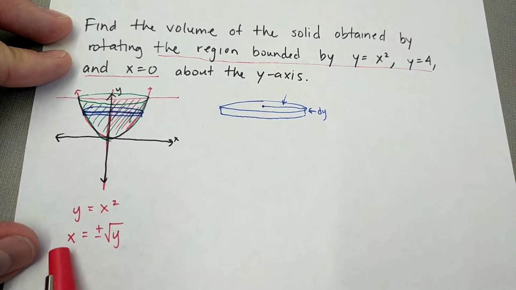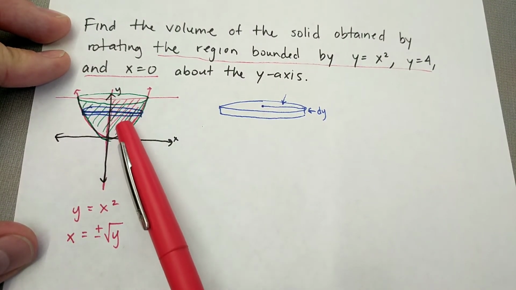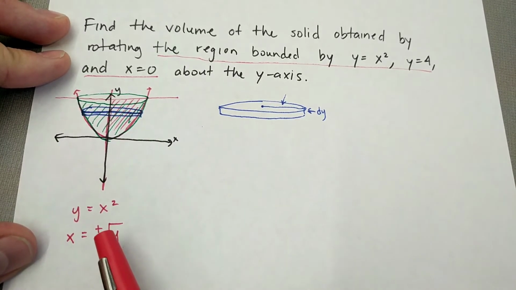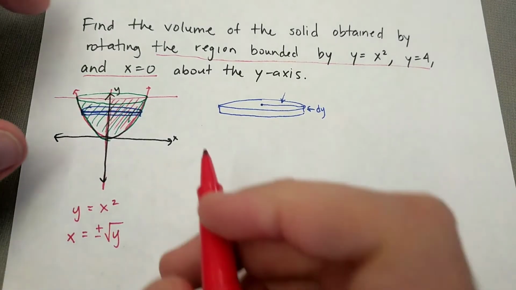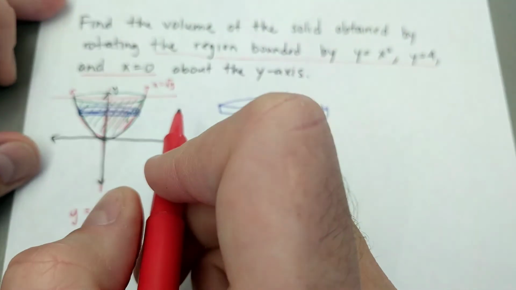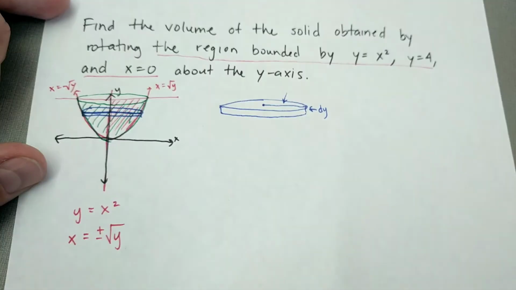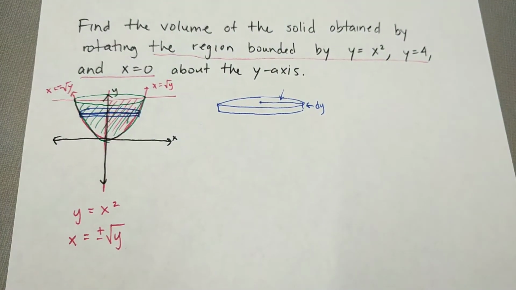So if we're finding x values here, are the x values over here positive or negative? Well, they're positive. So which version of this should I use? The positive version. So this arm over here is x equals positive square root of y, while this arm over here is x equals the negative square root of y. I didn't draw my negative very well there. There we go.